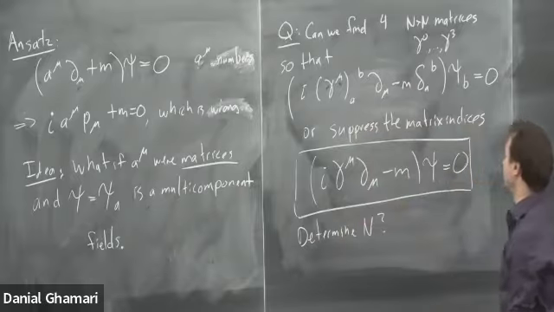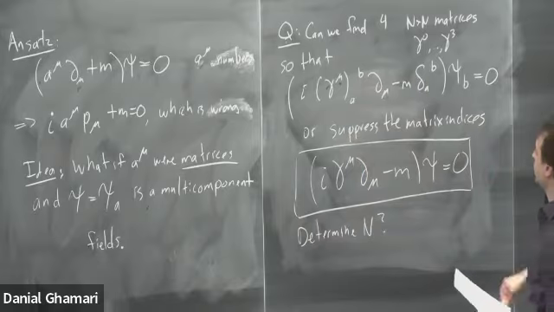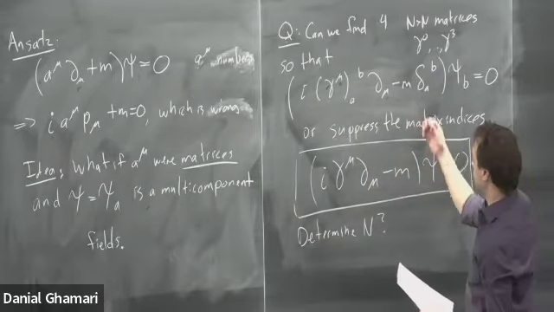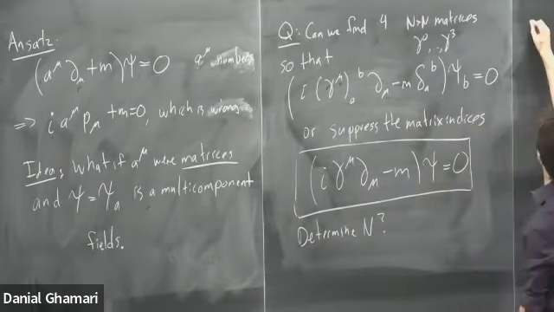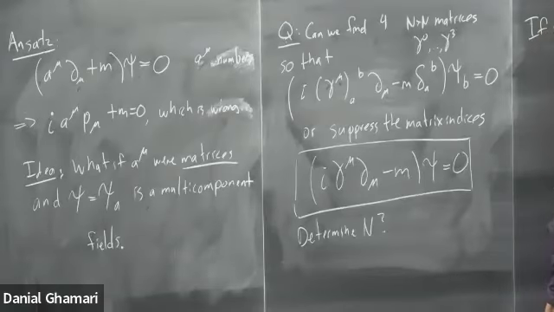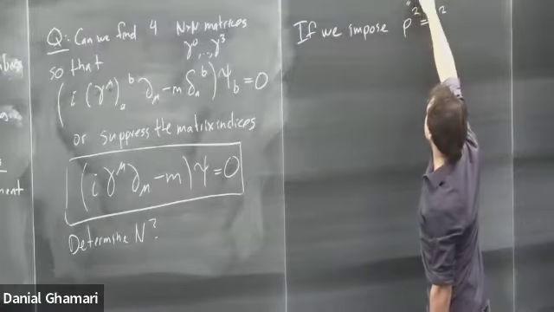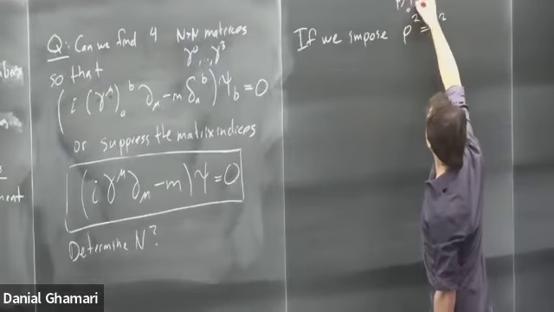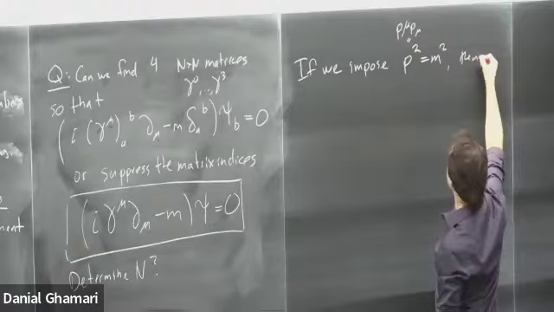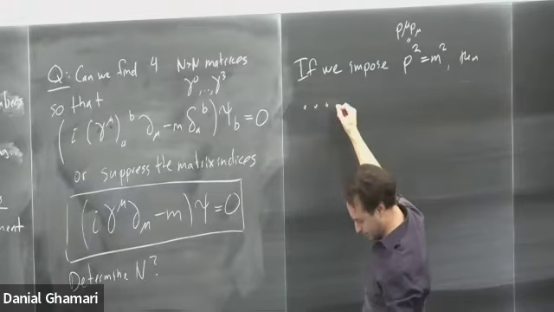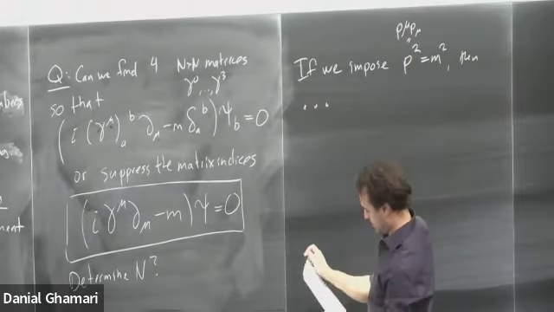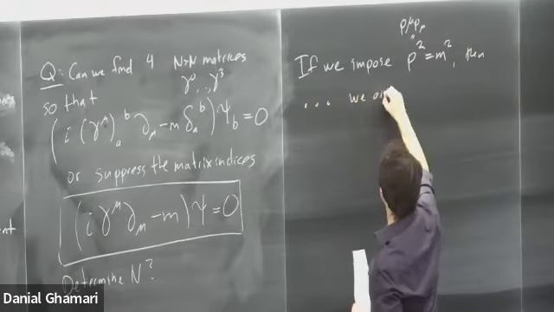Right, so what matrices are actually going to work? We don't actually have any constraints on these matrices yet. If we impose the condition that p squared equals m squared, I mean the contraction of p with itself, then we arrive at these relations.